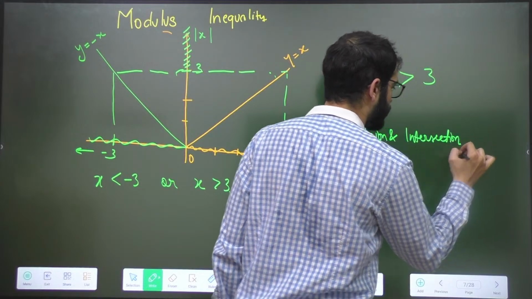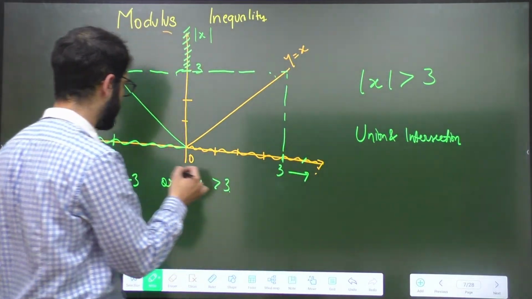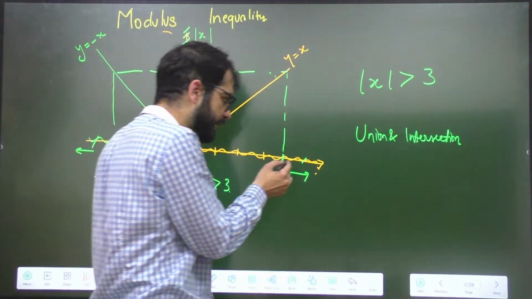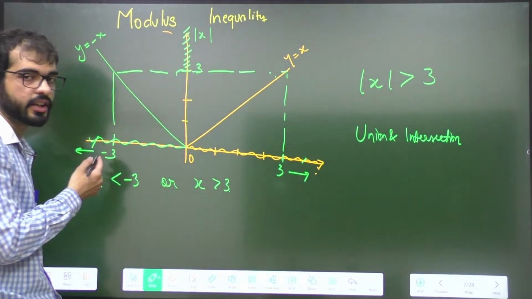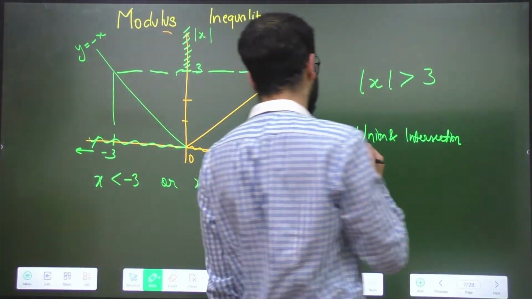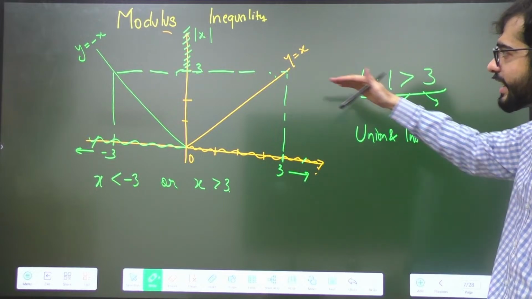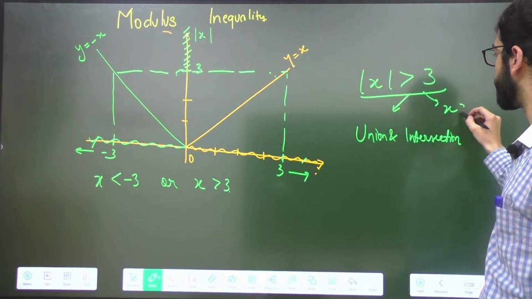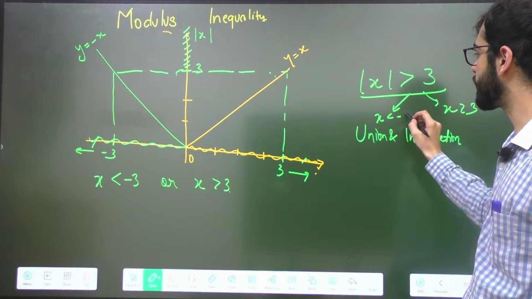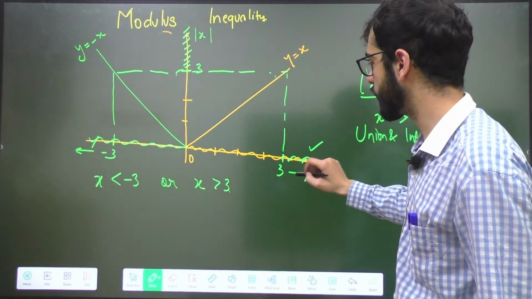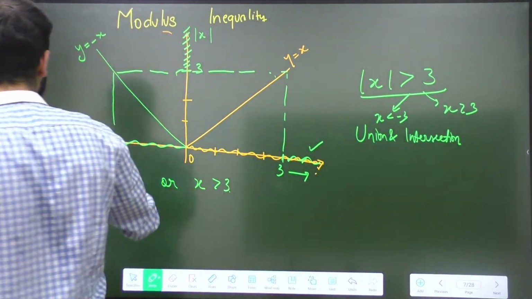As we observe, a value greater than 3 and less than minus 3 cannot exist at the same point. Either it will be greater than 3 or it will be less than minus 3. So we have to make sure that if I'm talking about modulus x greater than 3, then I'm going to get two conditions. Either x will be greater than 3 or x will be less than minus 3. If x is lying in this interval, then also it's correct. If x is lying in this interval, then also it's correct.